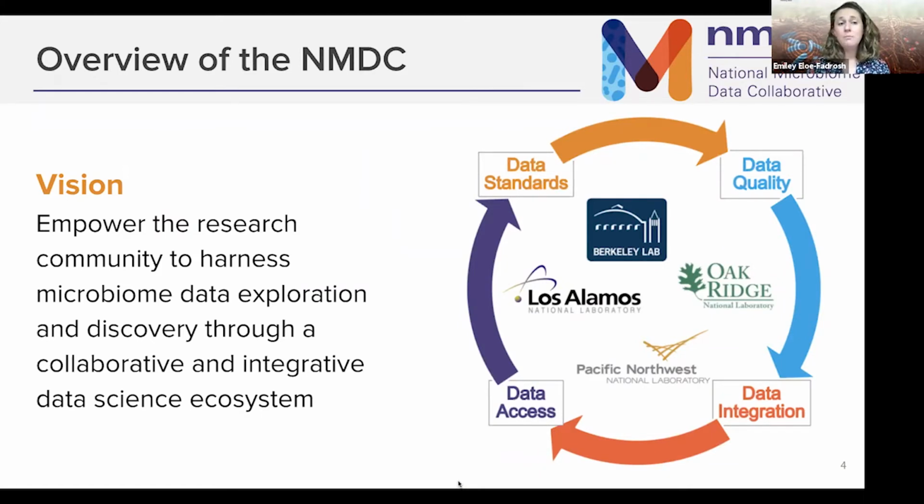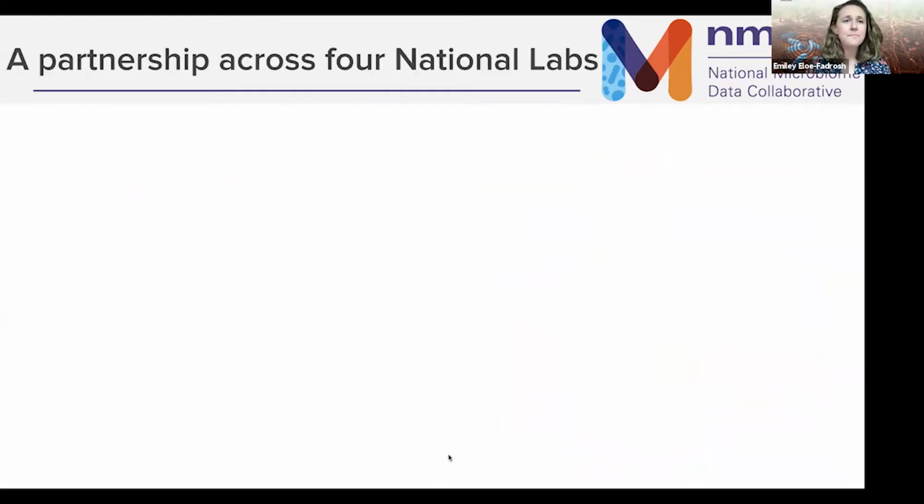Our vision is to try to empower the research community to harness all of this data into meaningful discovery through an integrative data science ecosystem. This is a pilot program funded graciously by the Department of Energy, BER, and we're a distributed research group across 4 national labs: the Berkeley Lab, Los Alamos, Oak Ridge, and Pacific Northwest. We're focused on data standards, data quality, integration, and importantly, data access. So enabling all of these capabilities within the NMDC, but also across our partner organizations.